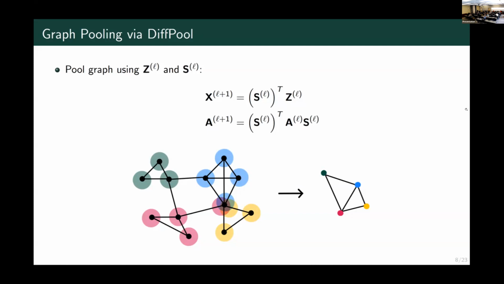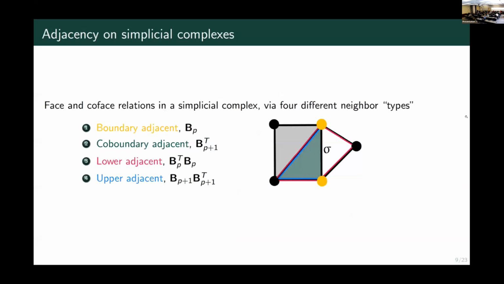So this is work that has been done. This is how graph pooling using this specific method works. But as you all are familiar, once you think about adjacency in terms of simplicial complexes, we have more base relations to keep track of. So we can think about adjacency on a simplicial complex in terms of 4 different types of neighbors. Obviously, the boundary adjacent neighbors are just represented by the boundary matrix. And for this example, edge sigma here, it has 2 boundary vertices.